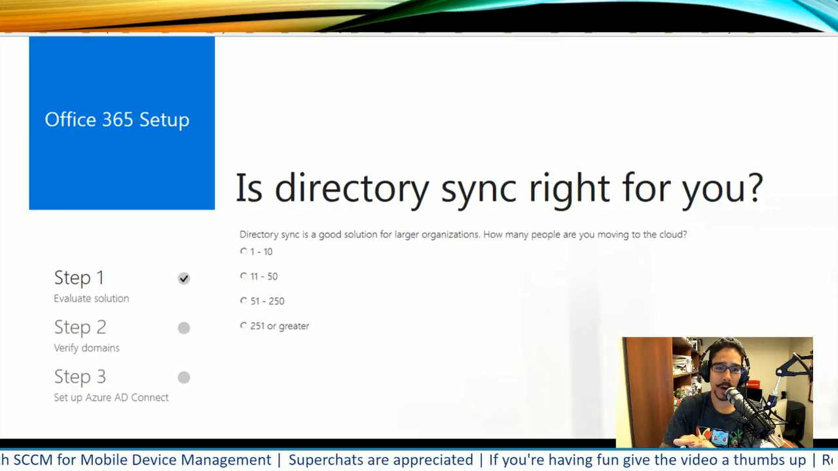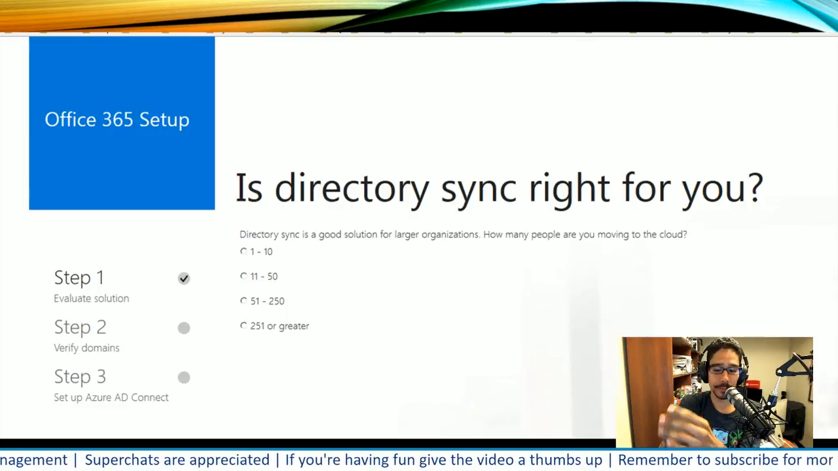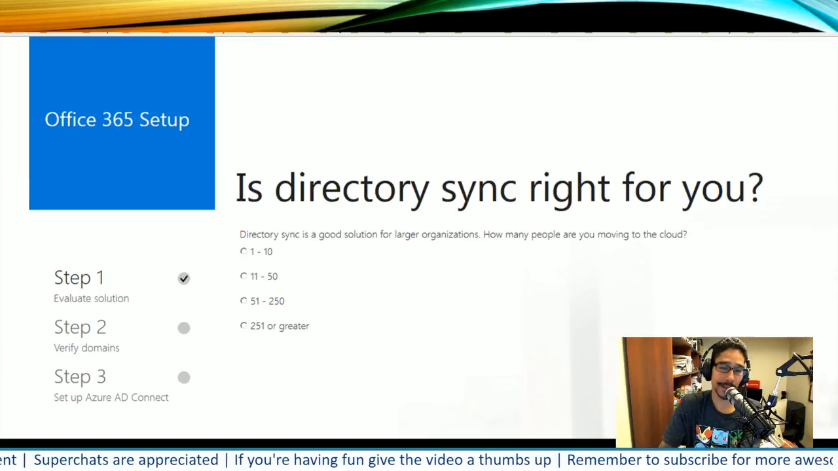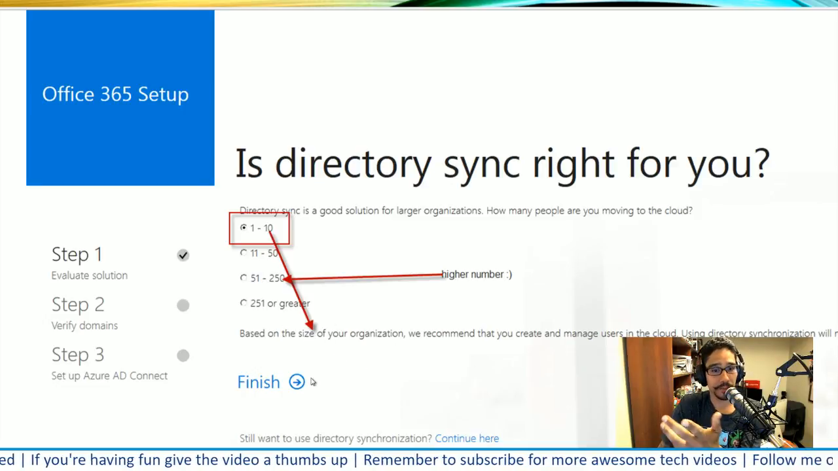When I clicked on 1 to 10, it gave me an error. The web page just gave me an error. It wasn't allowing me to continue. So what I had to do, I said, okay, I hired a bunch of people, and I said to myself, okay, I got 50 to 250. Then this popped up, and I was able to click on finish.